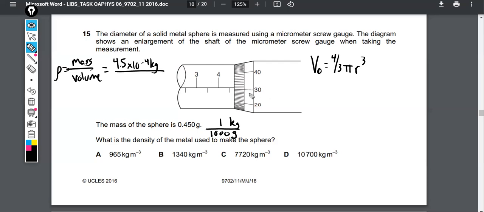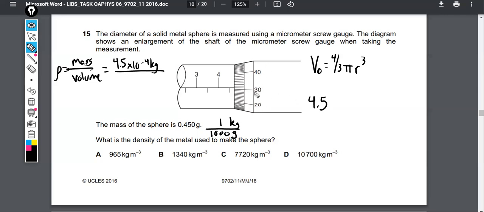Now we have to read off of this instrument what the diameter is, because it says the diameter is measured, right? We can't measure the radius. We can calculate the radius from the measured diameter. So here we've got 3, 3.5, 4, so this is 4.5, but then they move the spindle around, and this measures off fractions of a millimeter. Already we've got 4.5, and as we spin this around, it's eventually going to get back to 0. By the time it does, it's going to be past the next line, at 5, and it's going to reset.